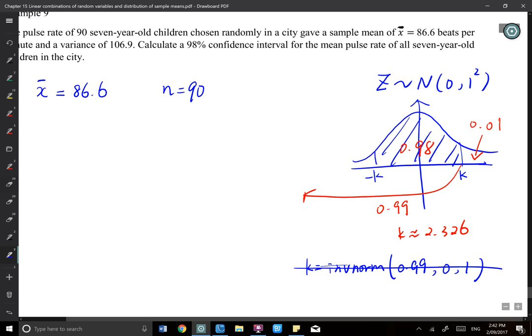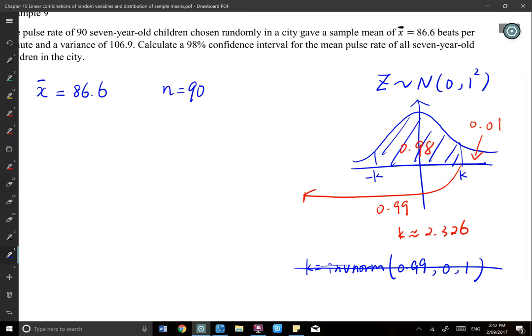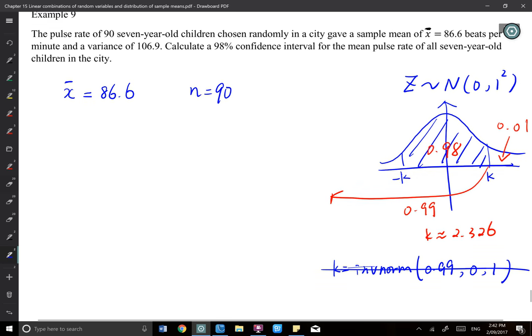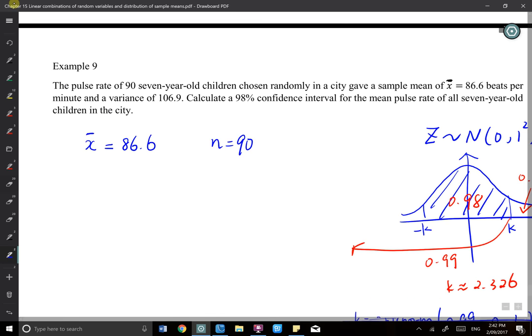To find this K, what is that K? This K must be 2.326. That K gives you 98% confidence. And then this variance. So what's the variance for?